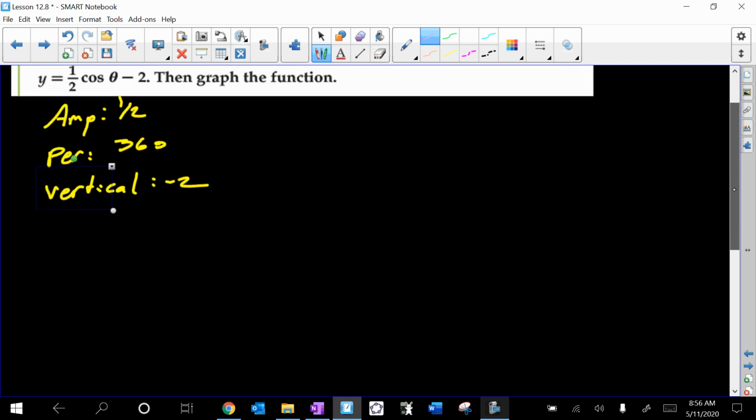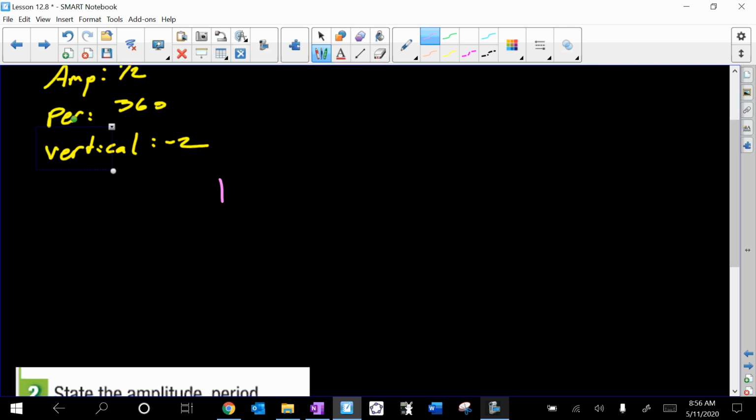When we graph, we're going to start with the midline. Think of shifting our function down 2. This middle line here is not the x-axis anymore. Okay, our midline this time is going to be at y equals -2. So I'm going to label this as a -2.